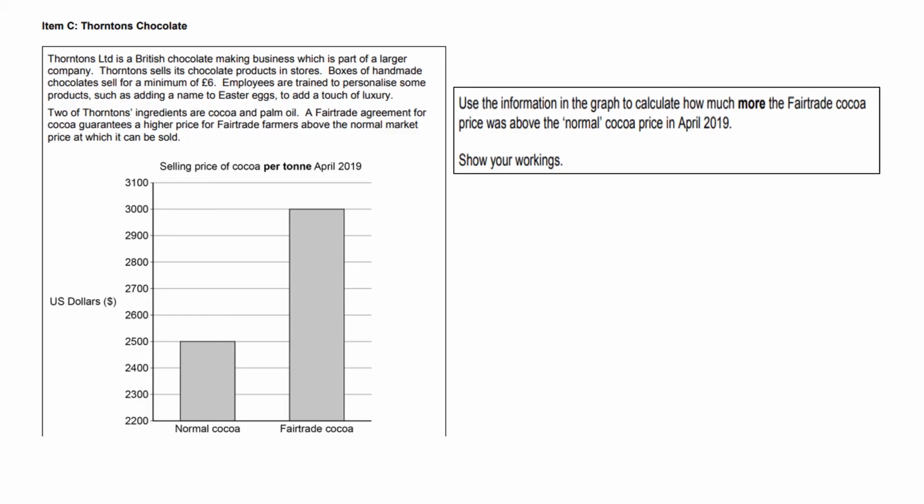Use the information in the graph to calculate how much more, and "more" is written in bold, the fair trade cocoa price was above the normal cocoa price in April 2019. Show your workings. So we can see in April 2019, fair trade cocoa was $3,000 and the normal cocoa price was $2,500. So let's do the calculation. $3,000 minus $2,500 equals $500. There's your answer.